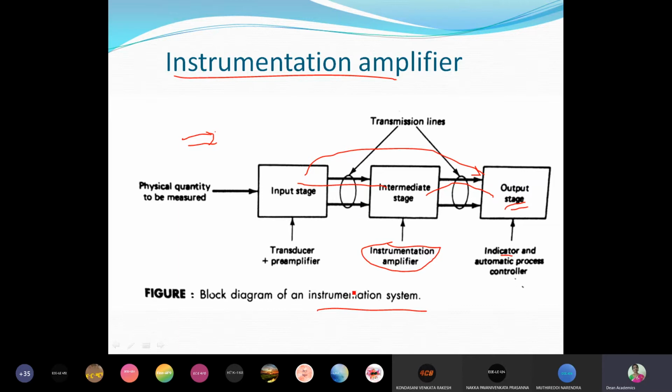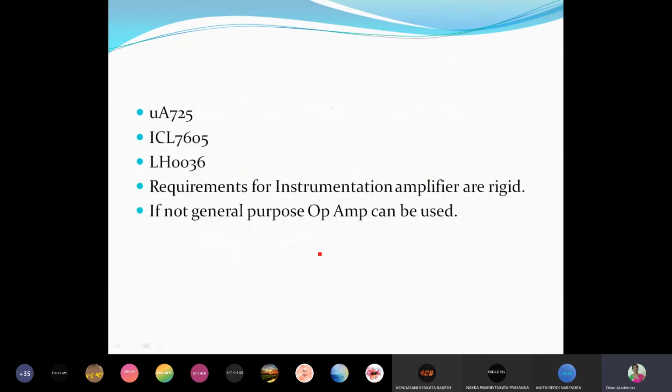sometimes these are used in industrial applications, right? So the requirements are rigid. There are rigid requirements for instrumentation amplifiers, right? If the requirements are not that rigid, then we can use our general purpose OpAmp as an amplifier. If it is not too strict, we can use our OpAmp. Otherwise you can use a direct instrumentation amplifier IC.